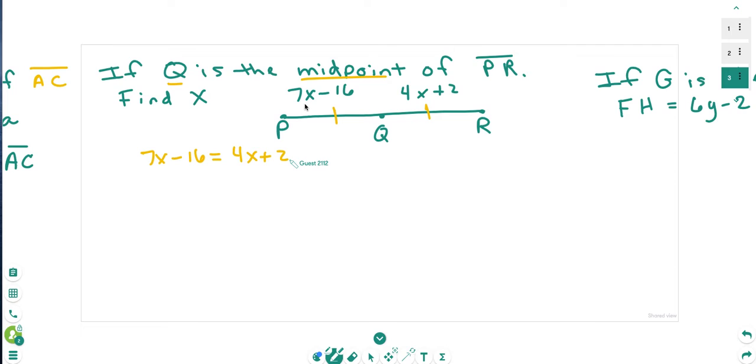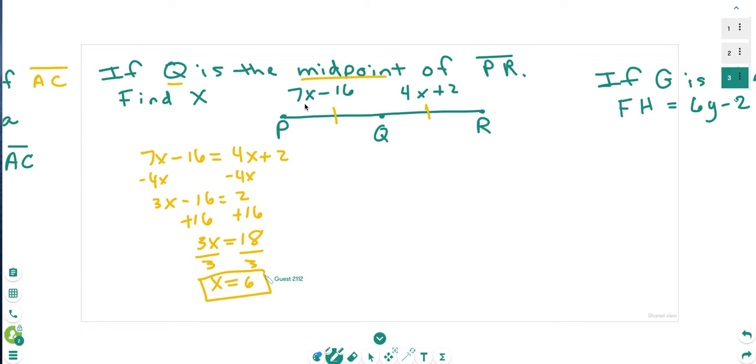Are all the variables on the left? They're not. So we're going to zero pair the 4X, which is going to give us 3X minus 16 equals 2. Keeping our equal signs lined up, we're going to now zero pair the 16, and we're going to have 3X is equal to 18. Divide by 3, divide by 3, X is equal to 6.